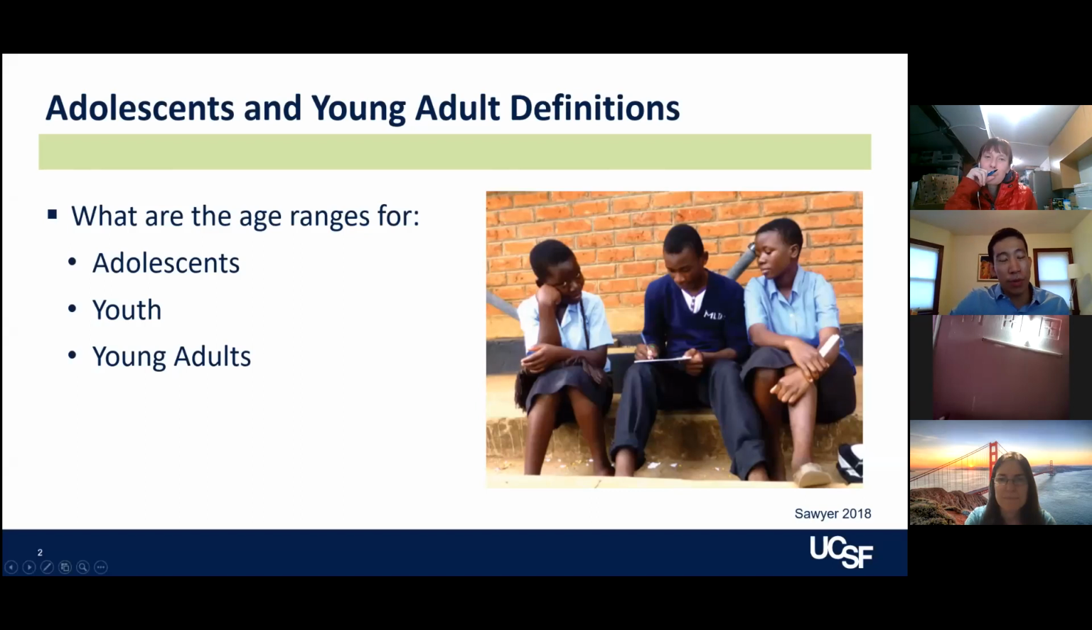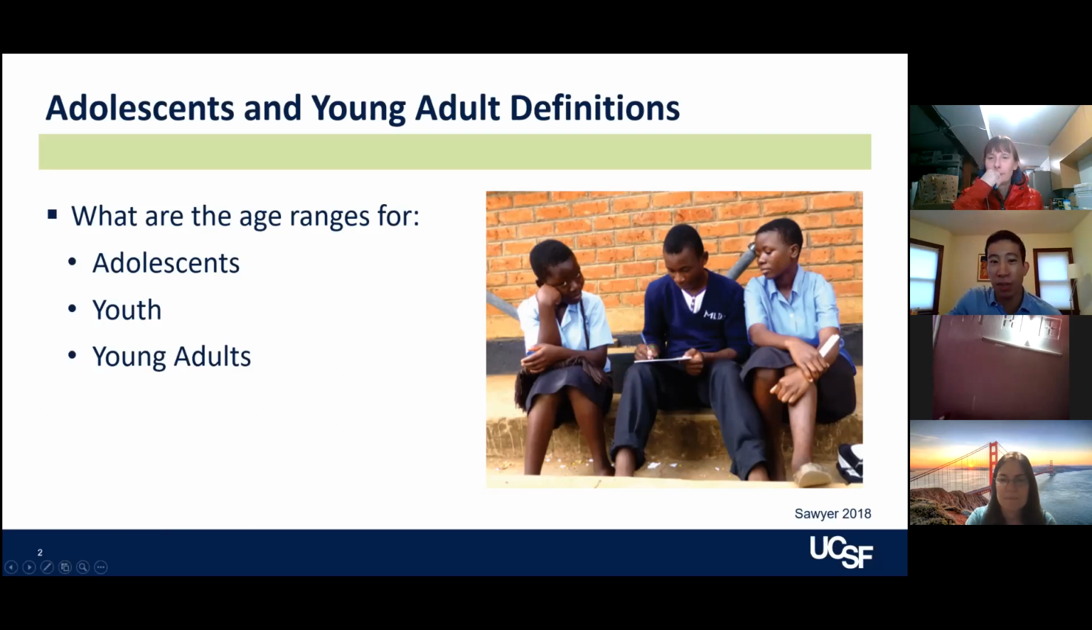So I think that there were some readings that were sent out, and I actually wanted to start out with a little bit of a discussion question. This is from the first reading by Susan Sawyer et al. 2018, which talks about what is adolescence and young adulthood. One of the main points from that article is that there aren't really great standardized definitions for these age ranges. You've probably heard of adolescence or youth, but people use these terms interchangeably, and the actual ranges can vary based on literature or on context.